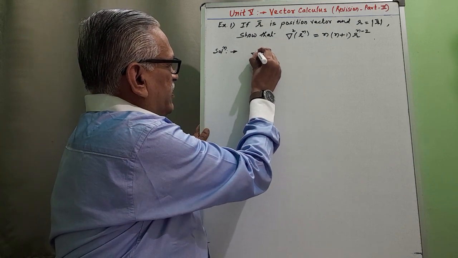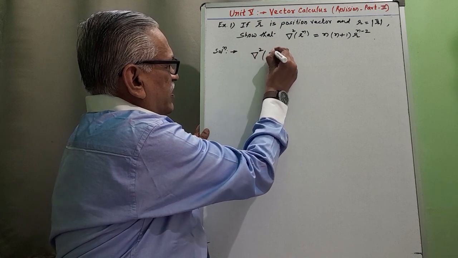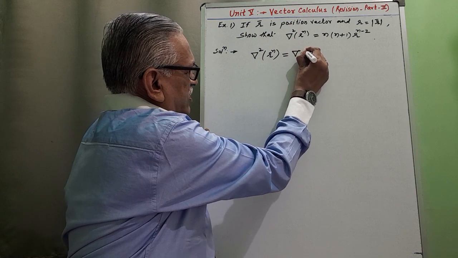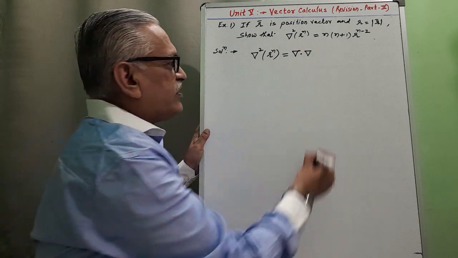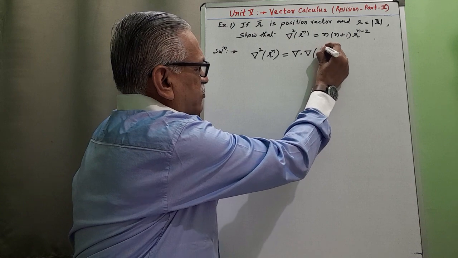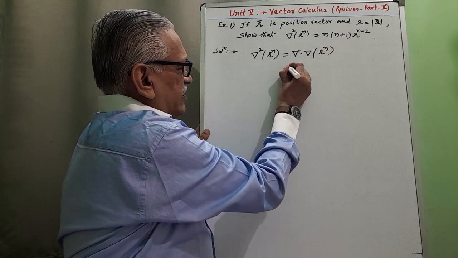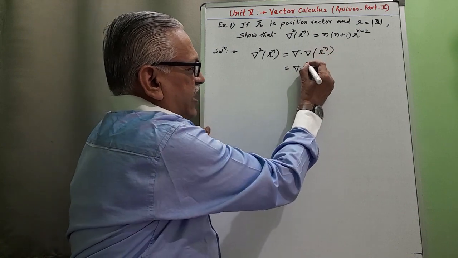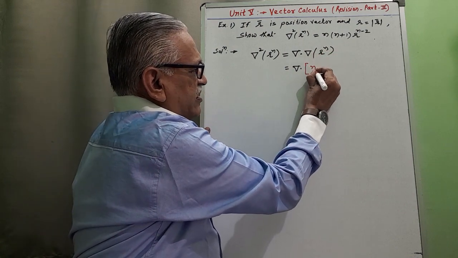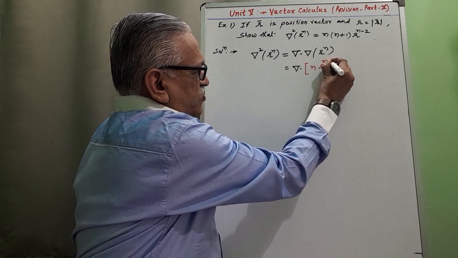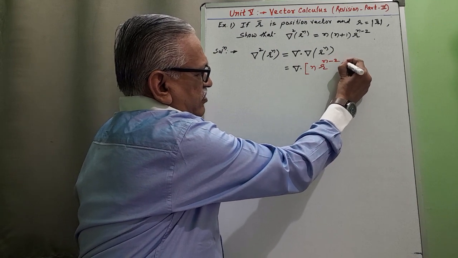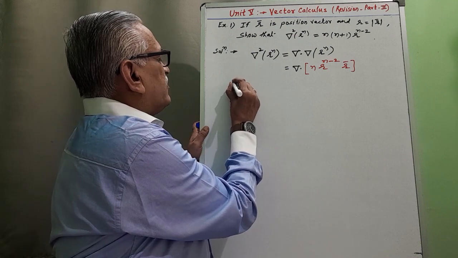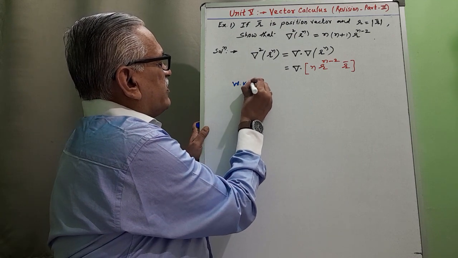We require to find del square of r raised to n, nothing but del dot del. Del dot del means del square operated on r raised to n. Then it is del dot del of r raised to n, with the standard result n r raised to n minus 2 into r bar. When we take the help of the standard result, we know this result.